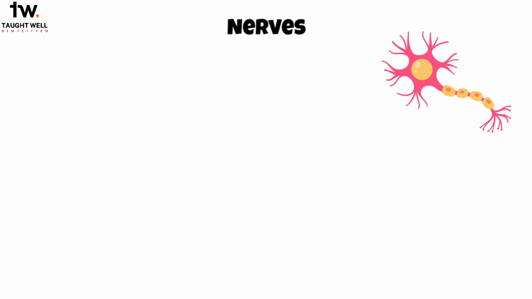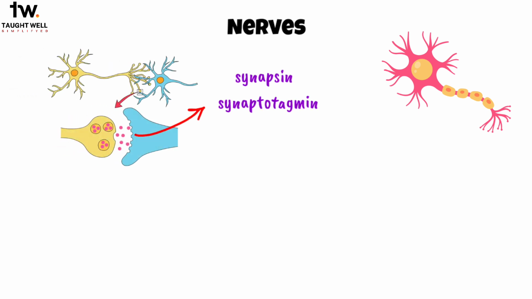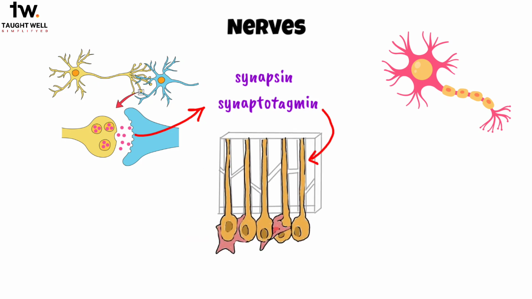Nerves, which are usually associated with sensing and transmitting signals in our bodies, also seem to play a part in how dentin forms. Proteins like synapsin and synaptotagmin, which are typically found in nerve cells, have been discovered in the tiny channels of dentin called dentinal tubules. These proteins suggest that nerves might influence how odontoblasts, the cells that make dentin, work. While we're still figuring out exactly how this happens, it's an exciting idea that nerves could have a say in how our teeth grow and repair themselves.